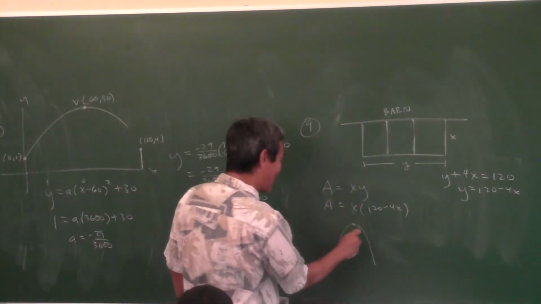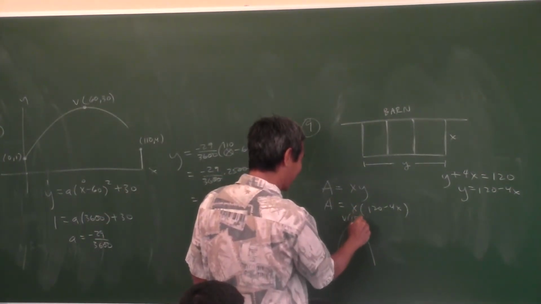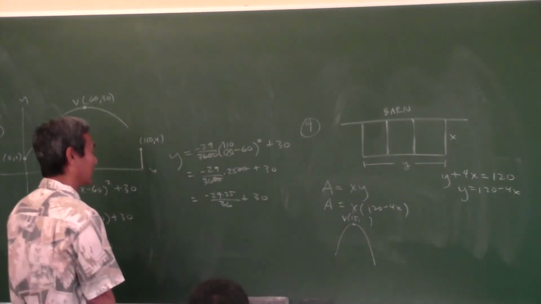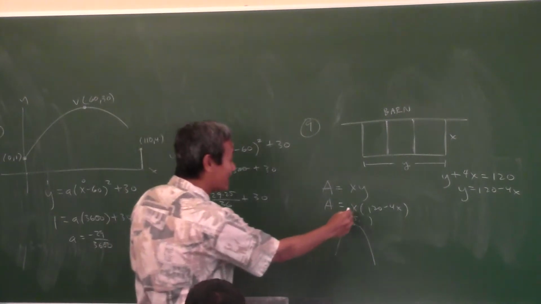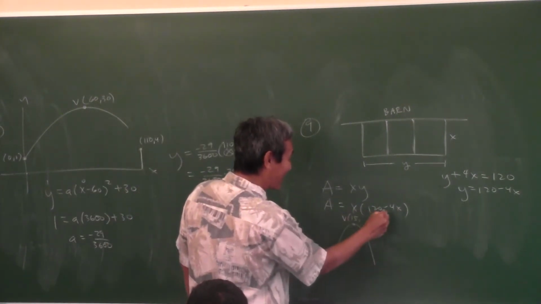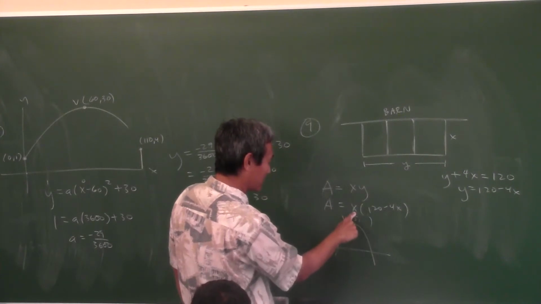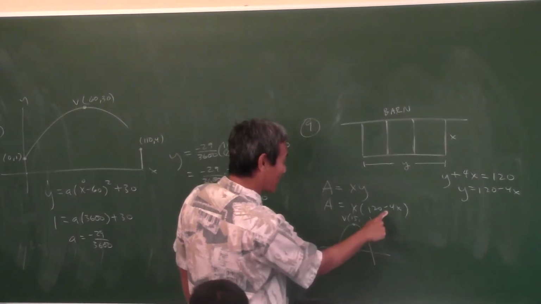How can I just look at that and go, the x-coordinate of the vertex is 15? How did I do that? Because look, the thing is in factored form. If it's in factored form, what are the x-intercepts of this parabola? What are the x-intercepts? 0, and what makes this 0?